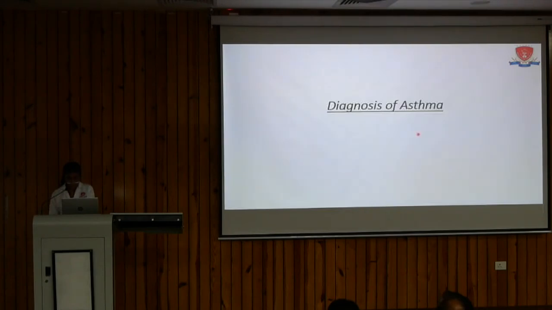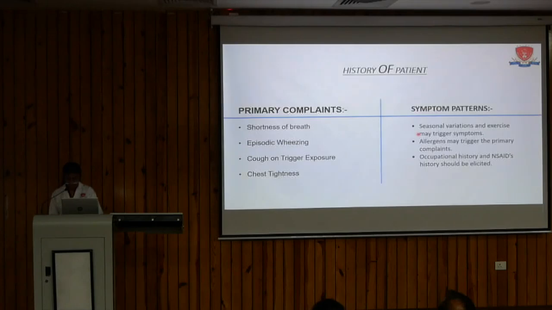Now let's talk about the diagnosis of asthma. A presumptive diagnosis of asthma can usually be made based on the complete history of recurrent wheezing, shortness of breath, chest tightness, and cough. Symptoms may worsen at night or early in the morning. Seasonal variations, exercise, or allergens may trigger the primary complaints. In patients with adult onset asthma, use of NSAIDs or beta blockers and ACE inhibitors should be elicited. Now let's go through each primary complaint in detail.